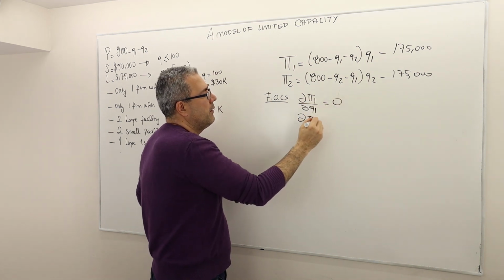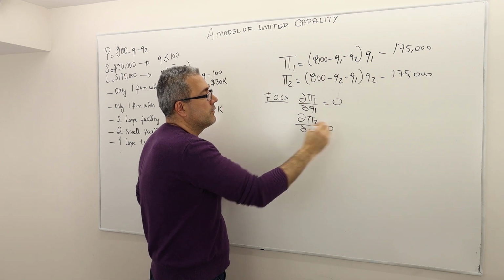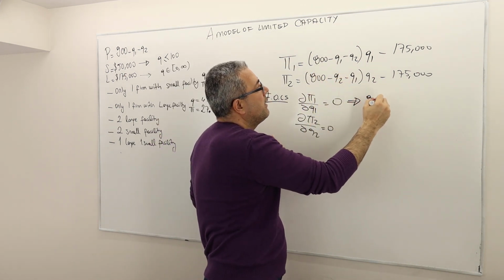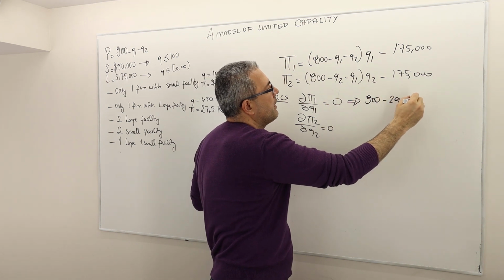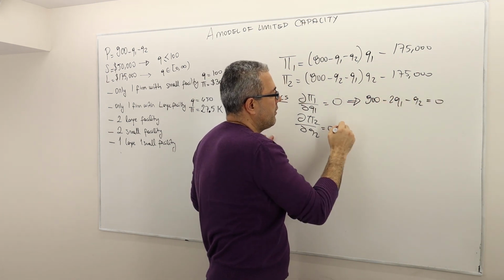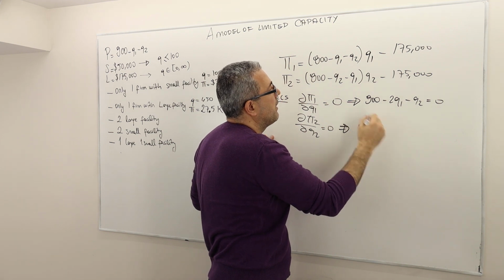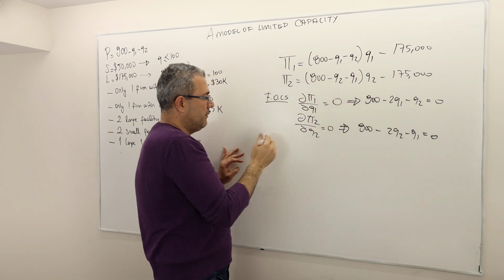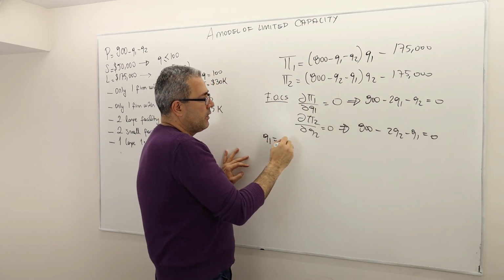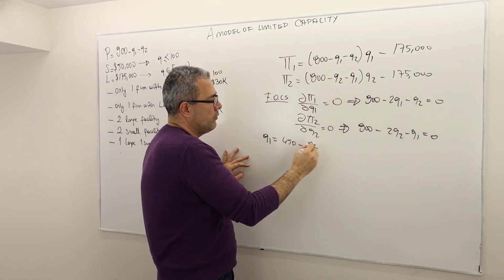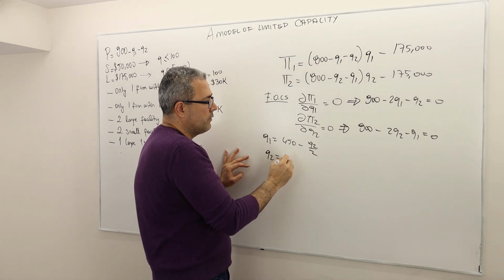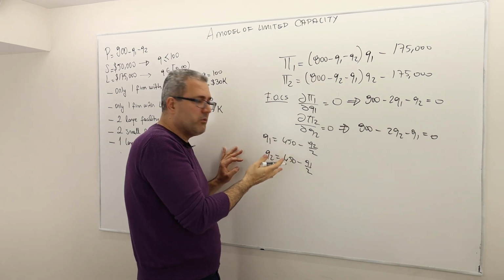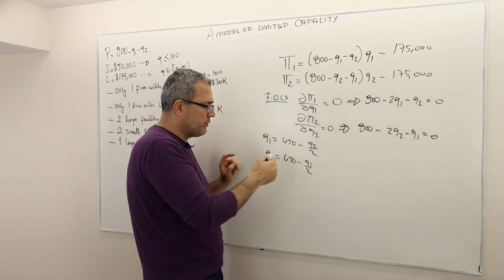The first order conditions mean we solve del pi 1 del Q1 equals 0 and del pi 2 del Q2 equals 0. If you solve this, what do you get? You have 900 minus 2Q1 minus Q2 equals 0, and 900 minus 2Q2 minus Q1 equals 0. So that means Q1 equals 450 minus Q2 over 2, and Q2 equals 450 minus Q1 over 2. So solve these two equations to find these two unknowns, Q1 and Q2.